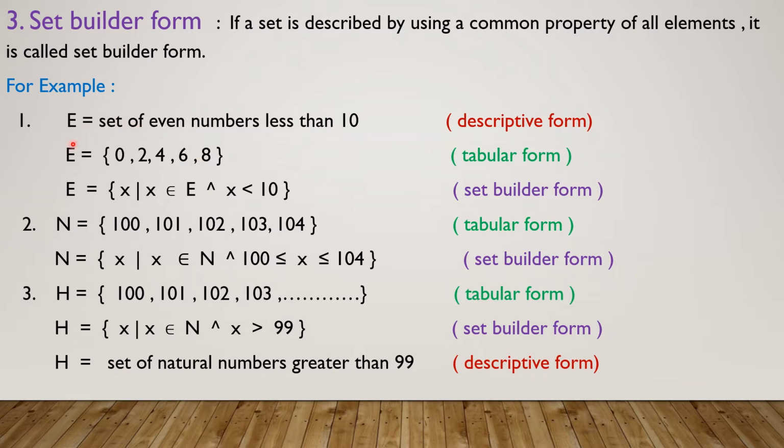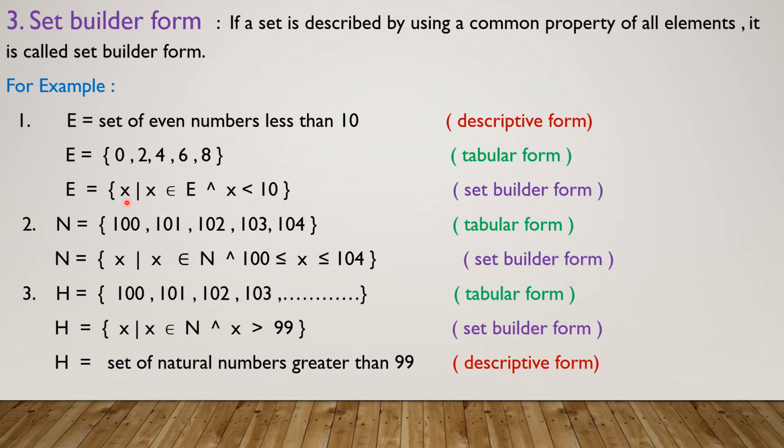For example, E shows the set of even numbers less than 10. We are describing our set in the form of a statement, so this form of set writing is called descriptive form. Then we are describing our set by writing all of its elements: 0, 2, 4, 6, 8. This form of set writing is called tabular form.